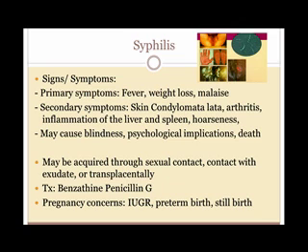Syphilis can be acquired through sexual contact, less commonly through contact with exudate from the infected person, or transplacentally if the mother has syphilis and is pregnant. It's treated with benzathine penicillin G. And what are the concerns for pregnancy? Syphilis can cause intrauterine growth restriction, preterm birth, and even stillbirth.